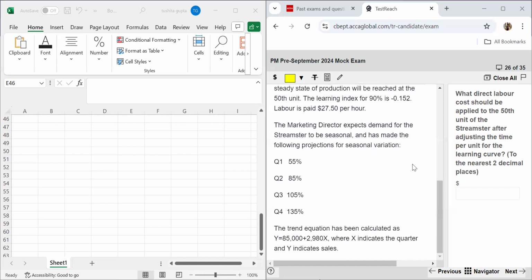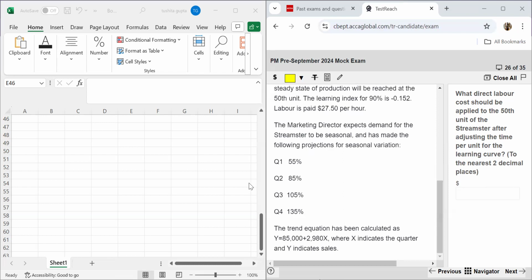The marketing director expects demand for the Streamster to be seasonal and has made the following projections for the seasonal variation. The trend equation has been calculated as y equals 85,000 plus 2980x, where x indicates the quarter and y indicates the sales. So this is what is given to us. Now we have to tell what direct labor cost should be applied to the 50th unit of the Streamster after adjusting the time per unit for the learning curve, and we have to give our answer to 2 decimal places.